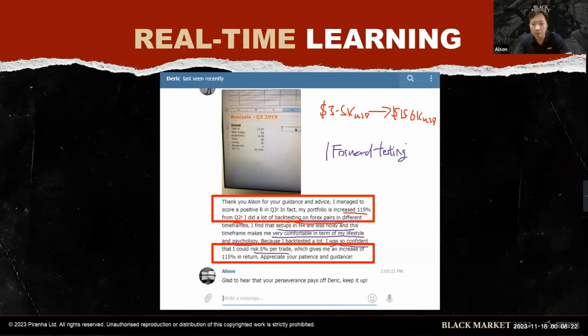Okay, I call it forward testing. Forward testing means that even till today, I don't use other people's strategy. All these years, I use my own strategy. My students know I use my own strategy to trade big sizes. And all the examples I show you is my own strategy. I use it in real life.